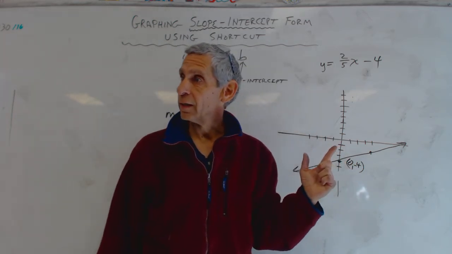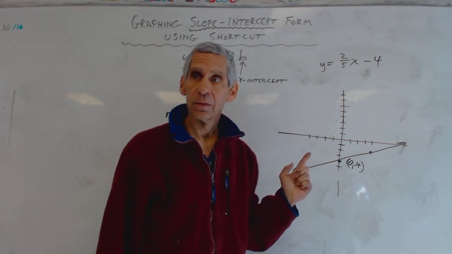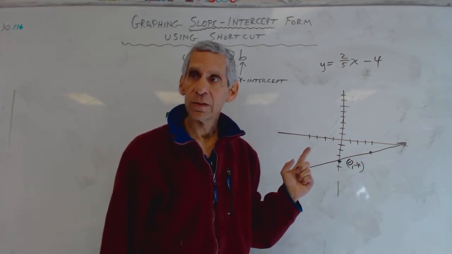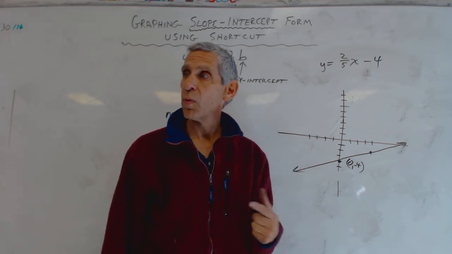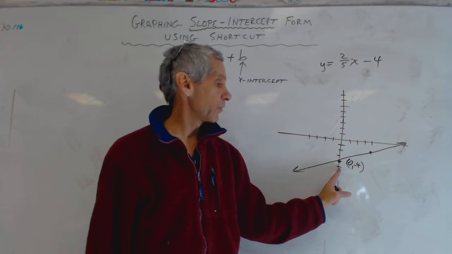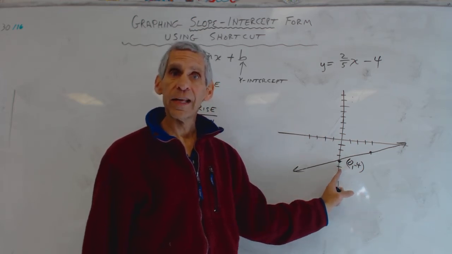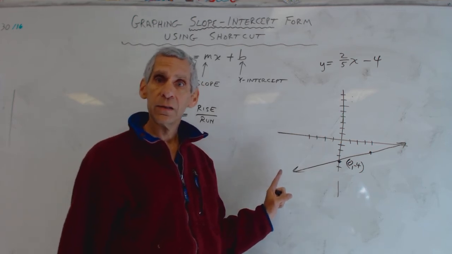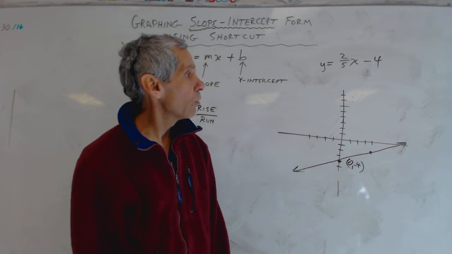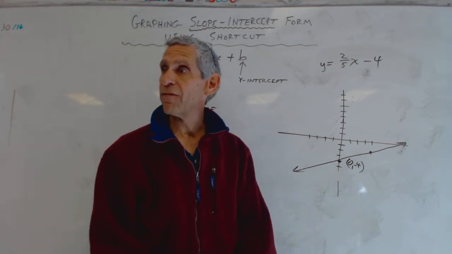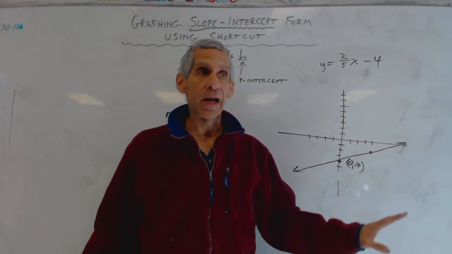That's interesting. To be a y-intercept, x has to be 0. There's no way you will be on the y-axis if x is not 0. If x is 1, you're going to be over here. If x is -5, you're going to be over here. You see what I mean? X has to be 0 to be on the y-intercept. So you can find the y-intercept in any kind of equation by making x 0.